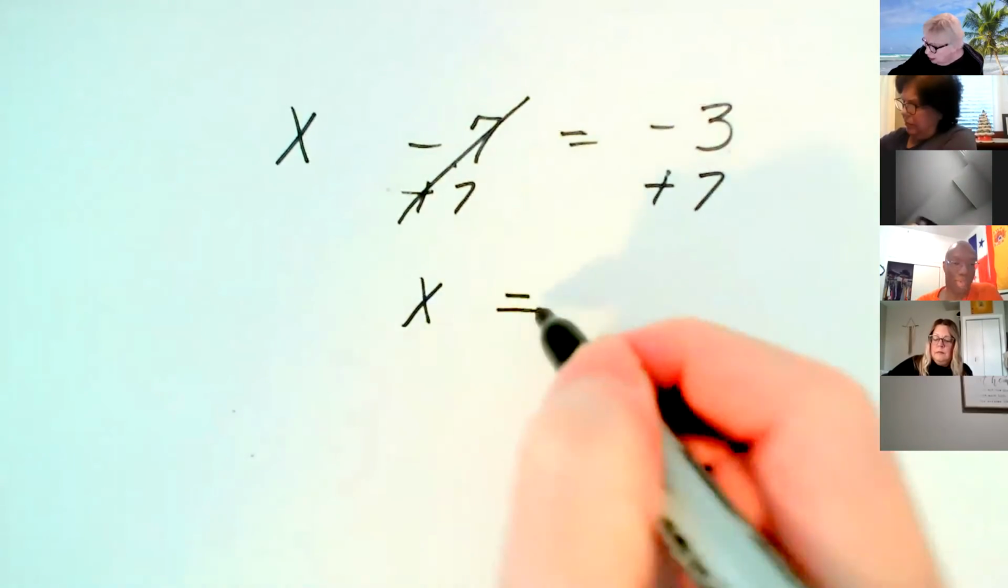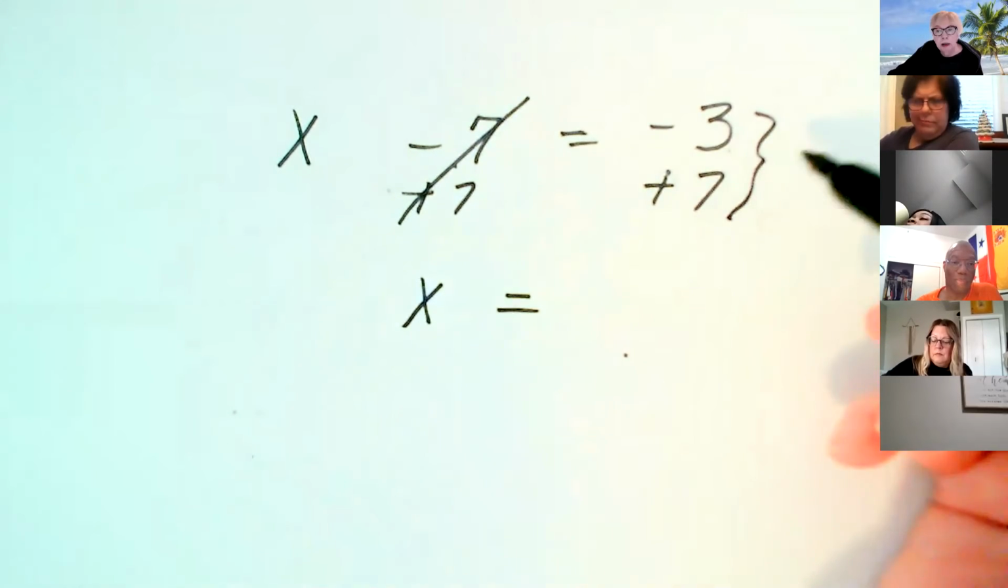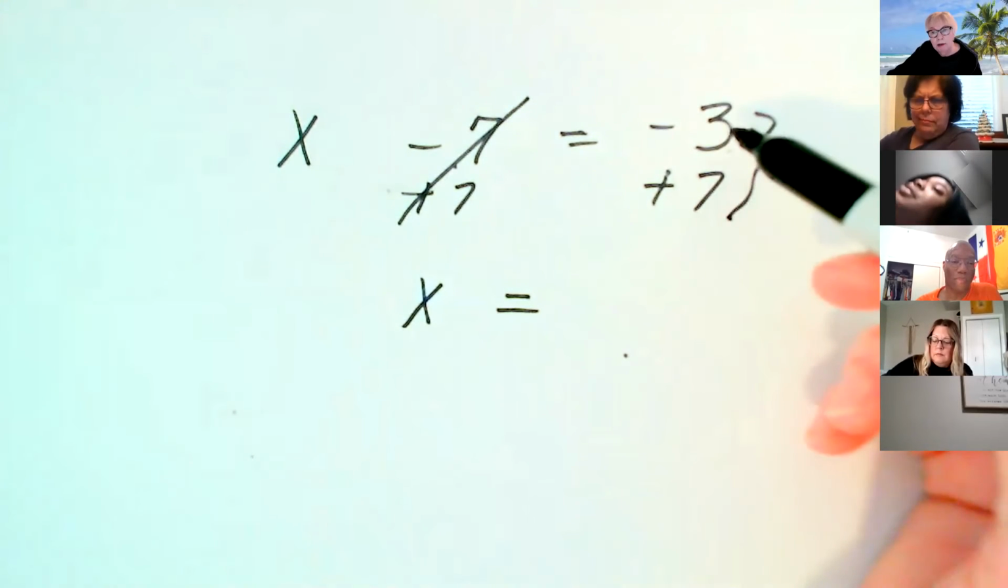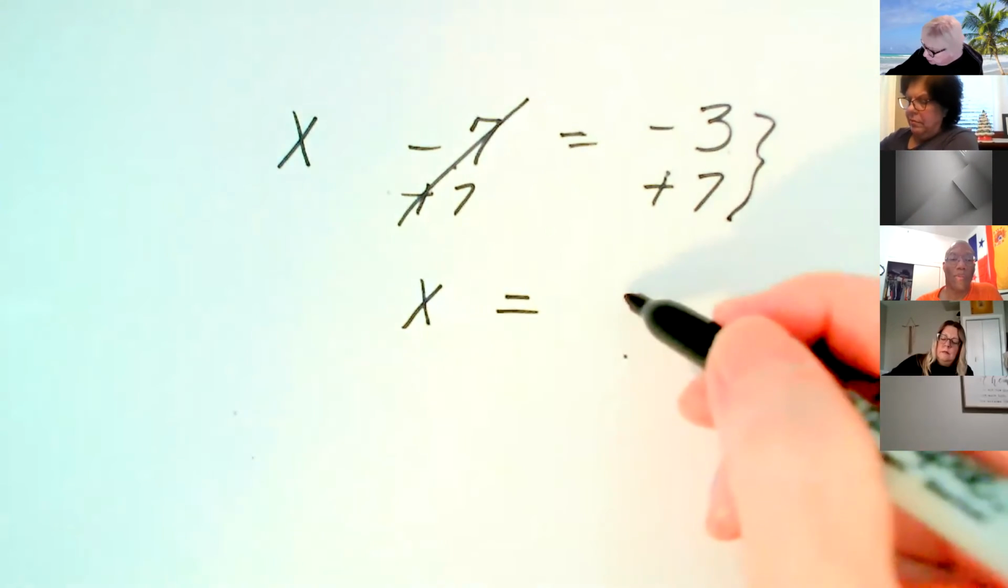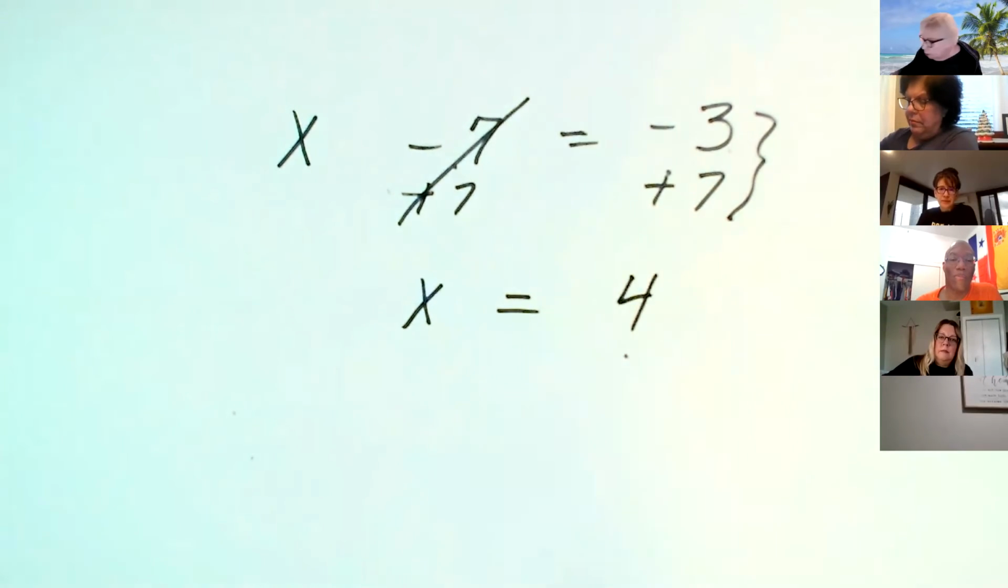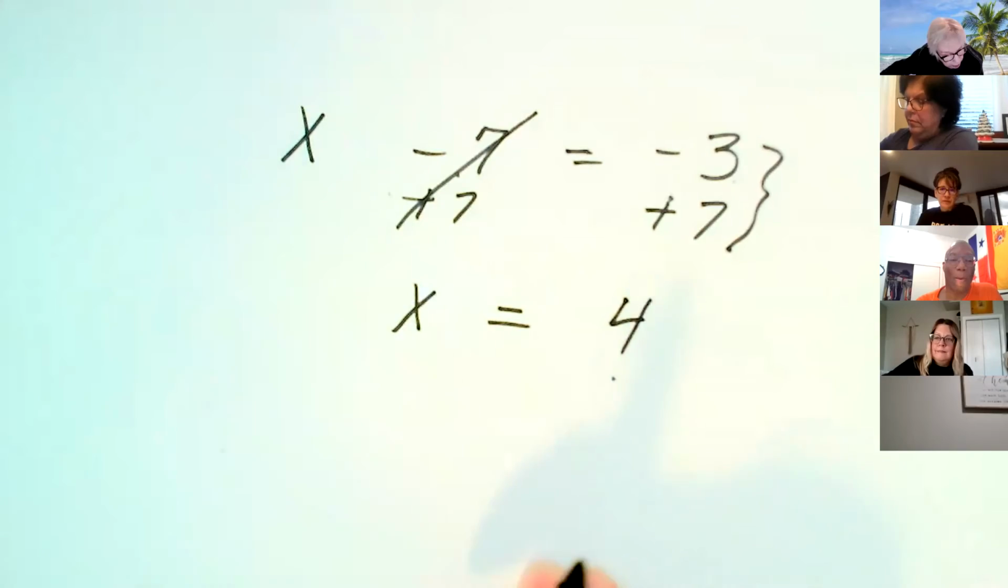I'm left with just plain x. And what I have to do is combine these. I've got a +7 and a subtract 3, or 7 minus 3. Answer? +4. +4 it is. Okay.